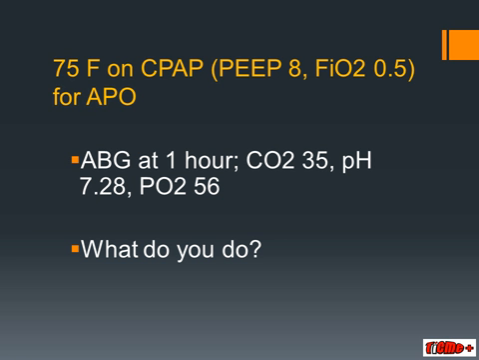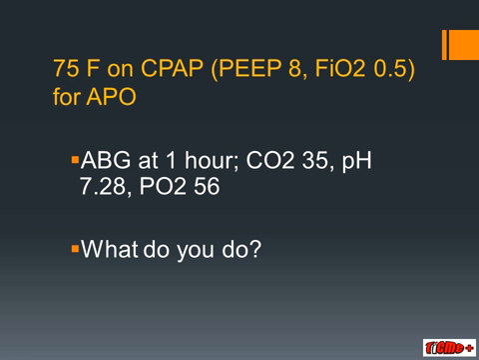Okay, so what about a 75-year-old female who's on CPAP for acute pulmonary edema? You've got her on settings of PEEP of 8 and an FiO2 of 50%. At 1 hour, you do an ABG. The CO2 is 35, the pH is 7.28, and the PO2 is 56. What do you do?